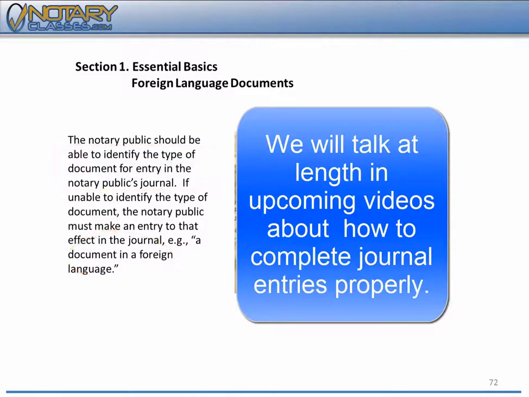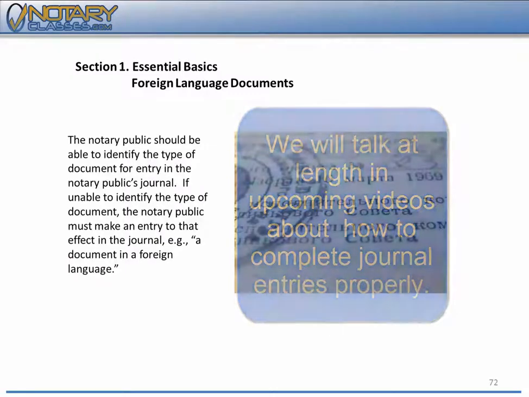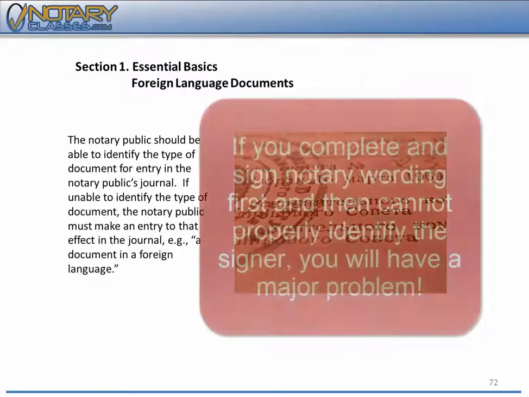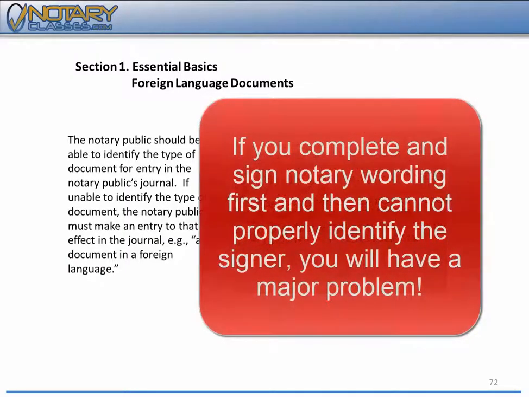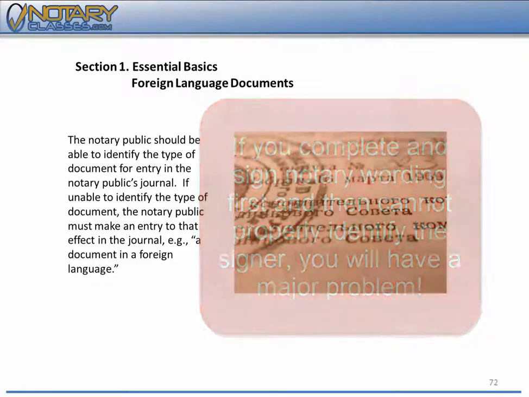Then the notary needs to determine that the document signer has a sufficient way to verify identity. The identity process must be completed before the notary seal can be imprinted onto the document. Always confirm identity before completing and signing notary wording.